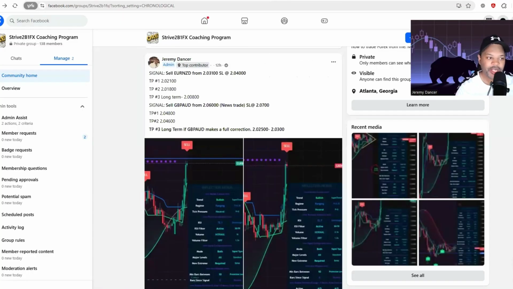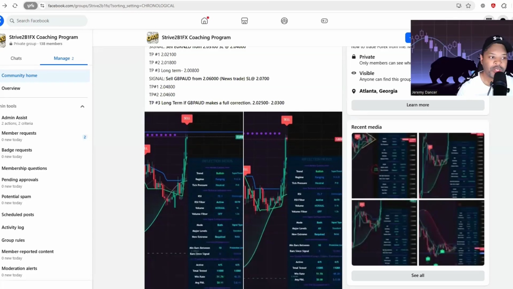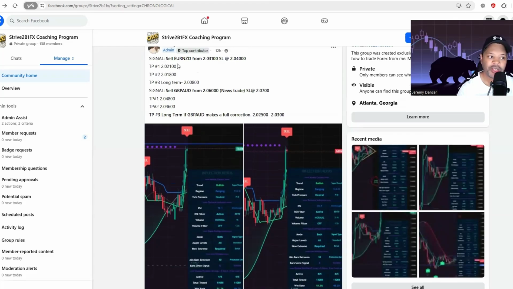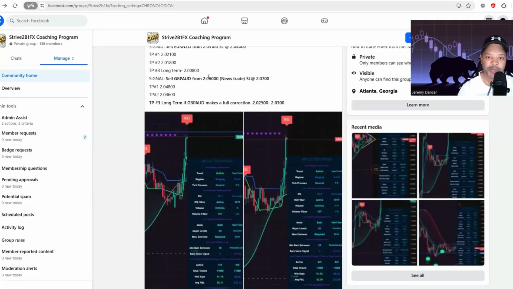This right here is an example of the signals that I share in my private group. If you are a member of my group, don't sleep on these signals. They are very effective and very accurate. The most recent one that I posted was last night. I posted two signals on the euro New Zealand dollar and the pound Australian dollar, and both of these signals were good. I am still holding on to them for the long term. I want them to reach their full take profit.